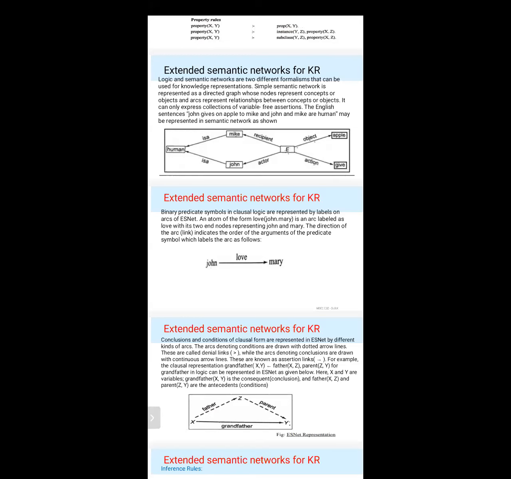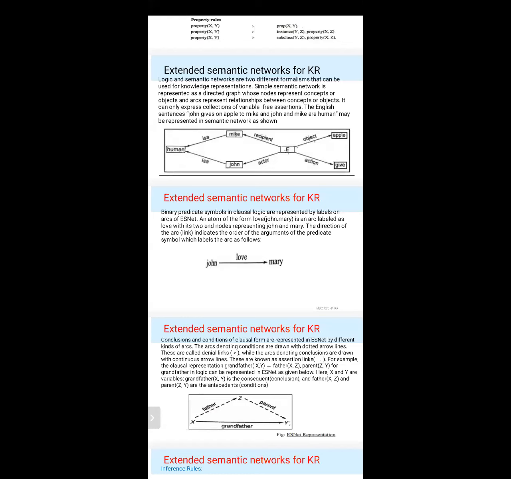Binary predicate symbols in clausal logic are represented by labels on arcs of an extended semantic network. So an atom of the form love of John, Mary can be represented like this: John, love, Mary. So it is a labeled arc.